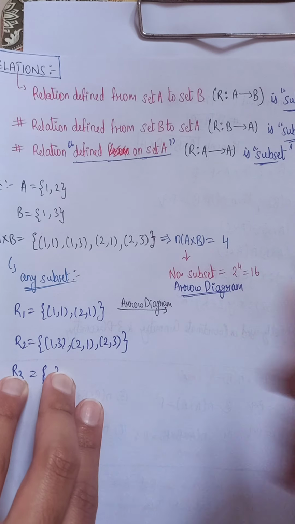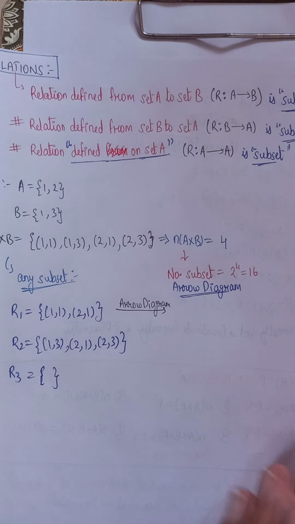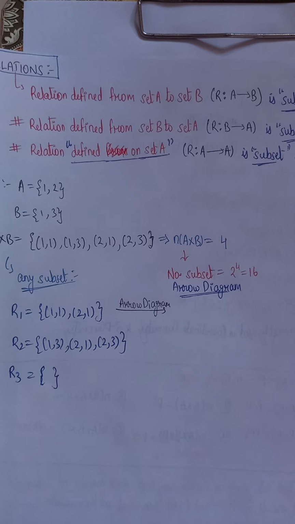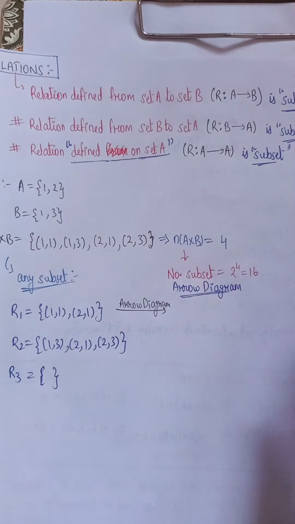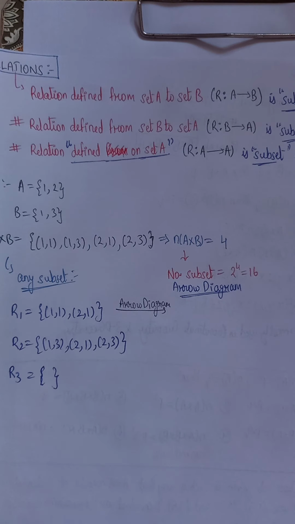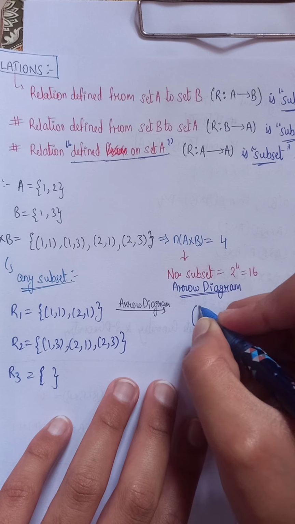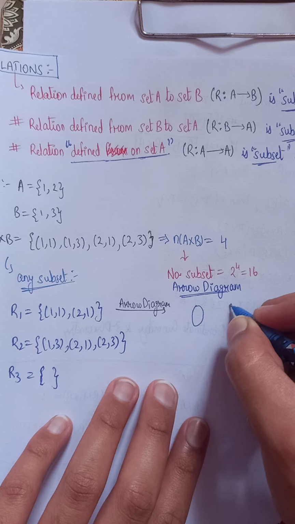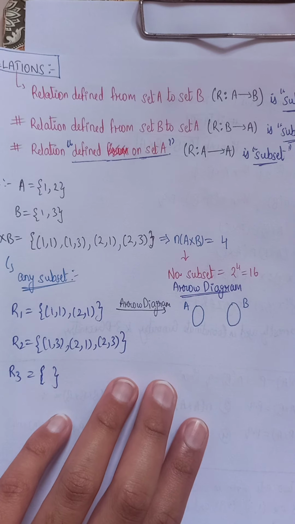An arrow diagram is not just telling about the subset; it is the pictorial representation of a relation, like a Venn diagram. If you want to show the relation between two sets, A and B, in a pictorial form, then you use an arrow diagram. Suppose this is set A, which you should always represent with an oval, and this is set B.